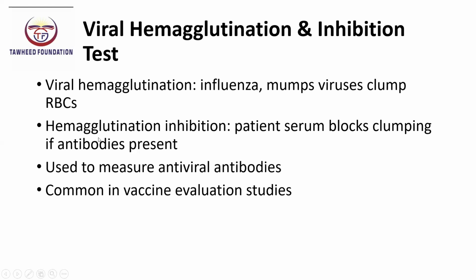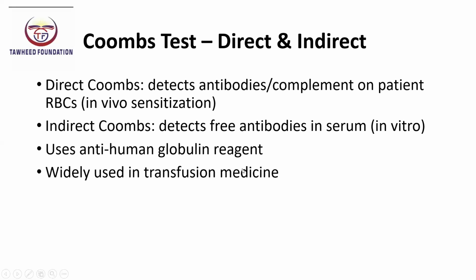As you can see, in contrast, the hemagglutination inhibition, that is the HI test, detects antiviral antibodies in the patient's serum. If the patient's serum contains specific antibodies, these will bind to viral particles and block hemagglutination, preventing RBC clumping. This inhibition indicates prior exposure or immunity to that virus. The HI test is widely used for vaccine evaluation and epidemiological surveillance of viral diseases like influenza.